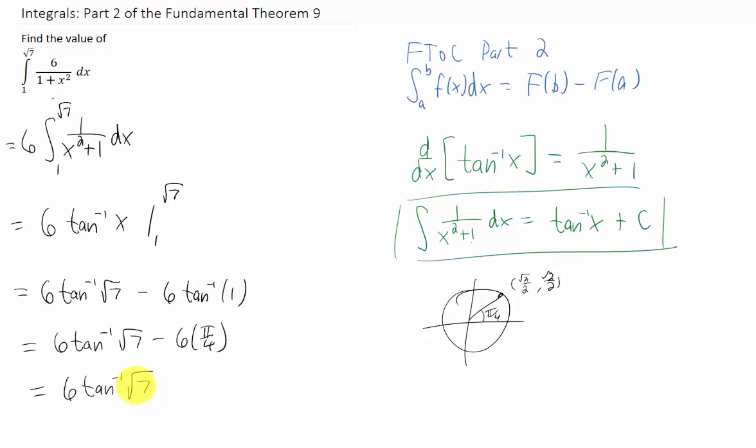We will find no such angle on the unit circle whose tangent is the square root of 7. So we can just simplify this piece of the answer and box it up and call that problem complete.